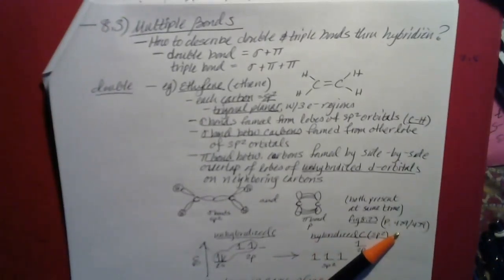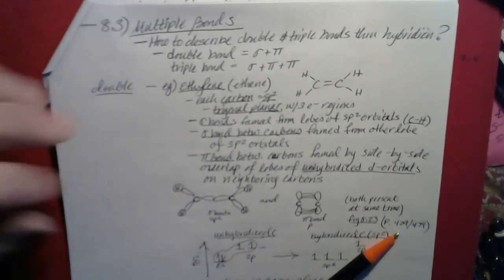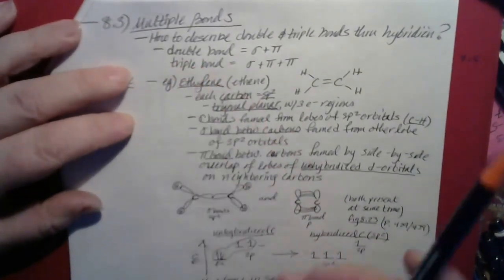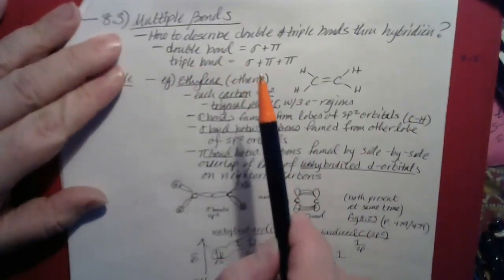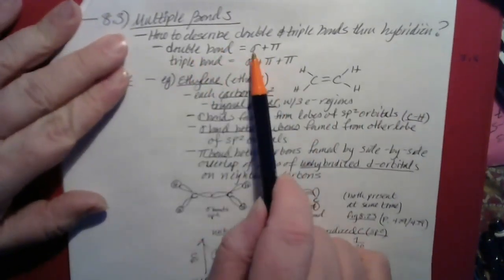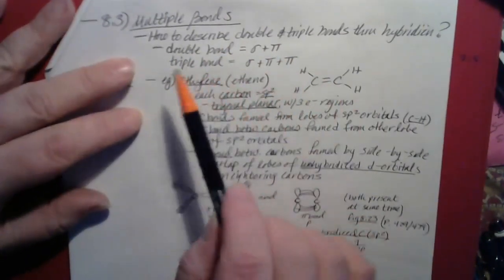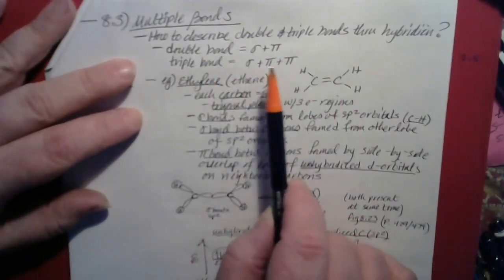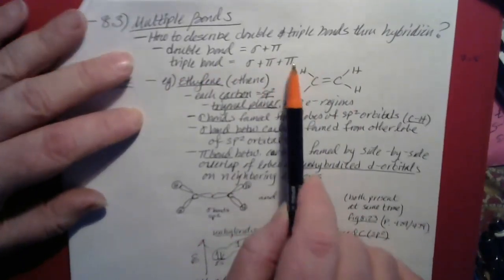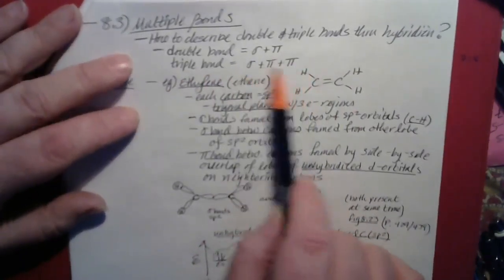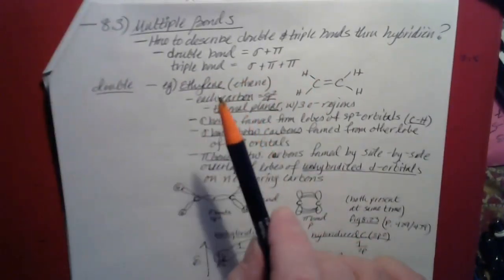8.3 is the section on multiple bonds. We've already seen a little bit about multiple bonds. And we're going to try to find out how to describe double and triple bonds through hybridization. We already know that a single bond would be a sigma bond. A double bond would be a sigma bond and a pi bond occurring at the same time between the same two atoms. And a triple bond would be a sigma bond and a pi bond and another pi bond perpendicular to the first, all occurring at the same time between the same two atoms.